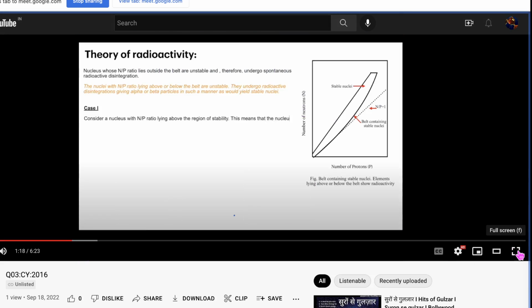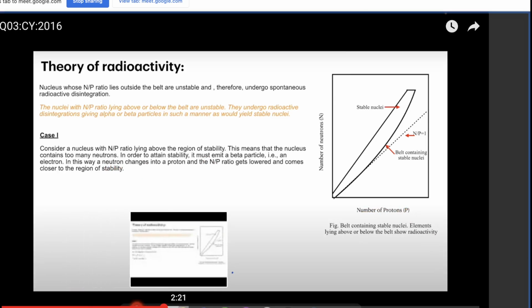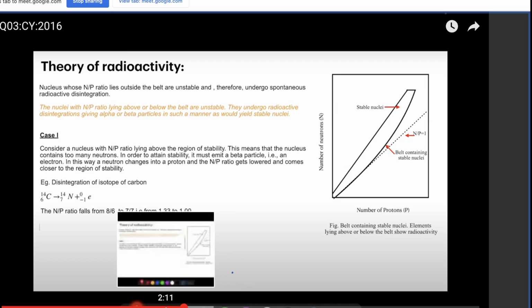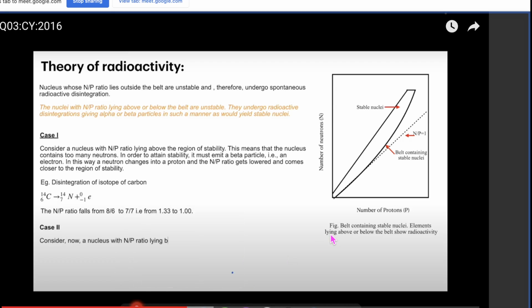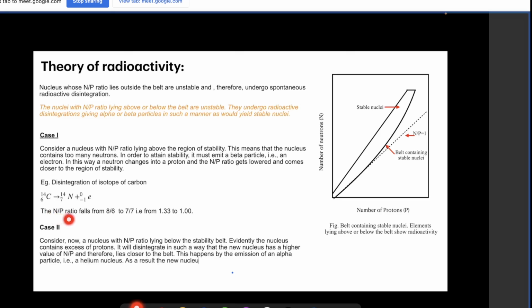Here in case number 1, the N upon P ratio is high. Carbon-14, 14C6, disintegrates and shows a beta emission, and it gets converted into nitrogen with mass number 14, so 14 and 7. The N upon P ratio falls from 8 by 6 to 7 by 7, and it gets closer to the stability belt, where the ratio changes from 1.33 to 1.